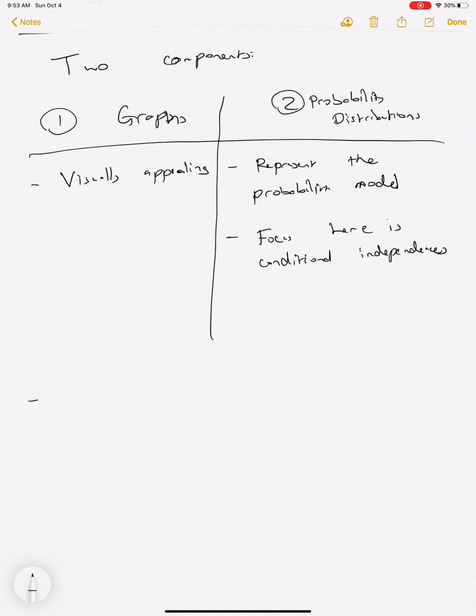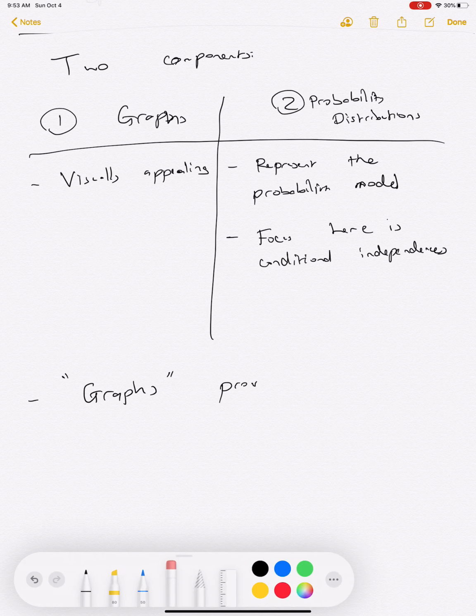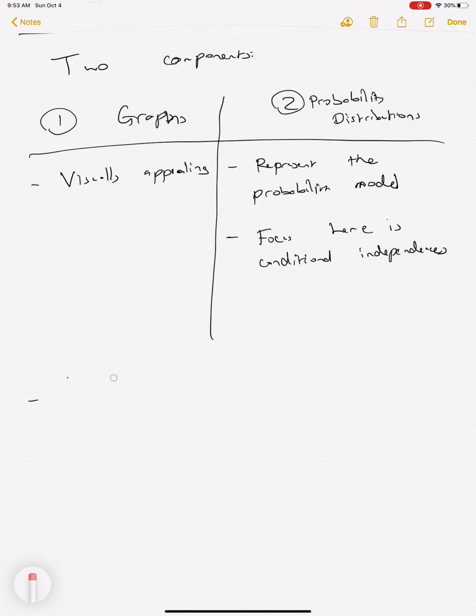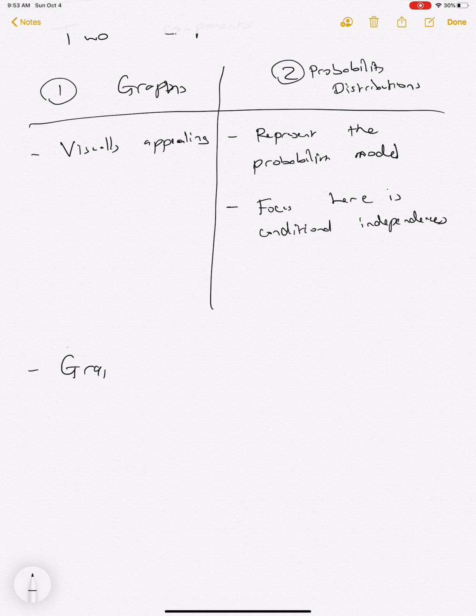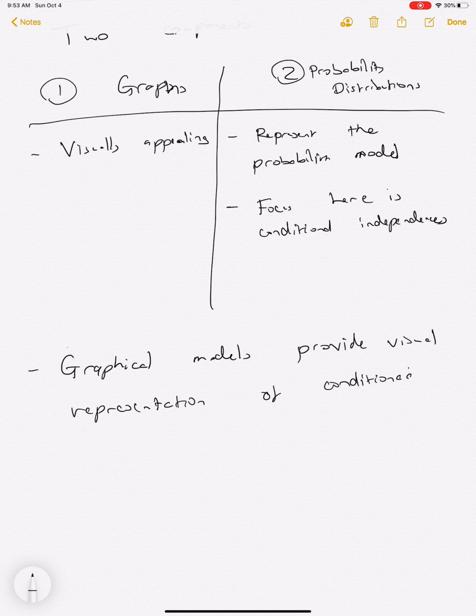So you can think about, in words, graphs provide... I'd say maybe the best way to describe what we're going to talk about here is that graphical models provide a visual representation of conditional independence relationships through graphs.